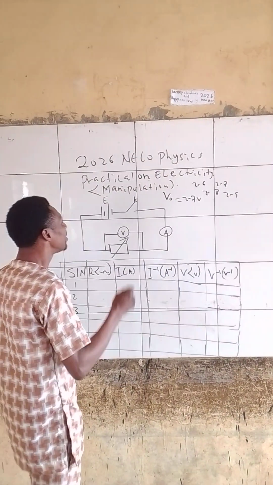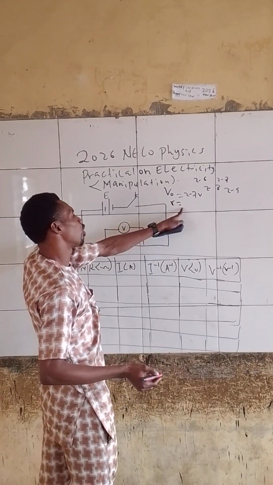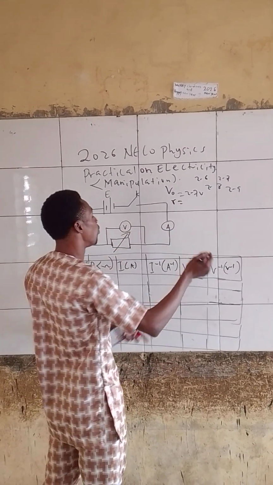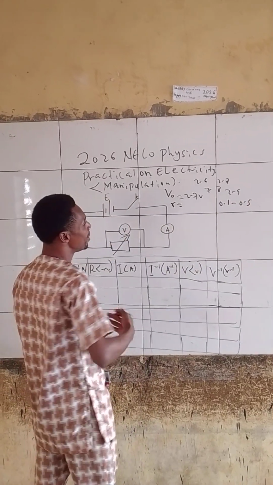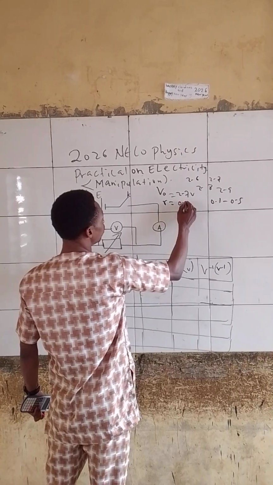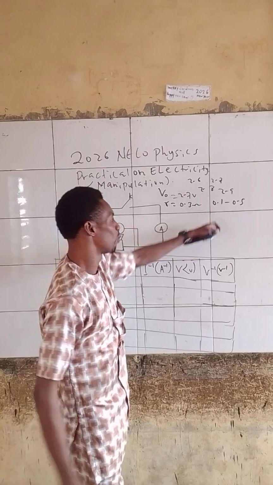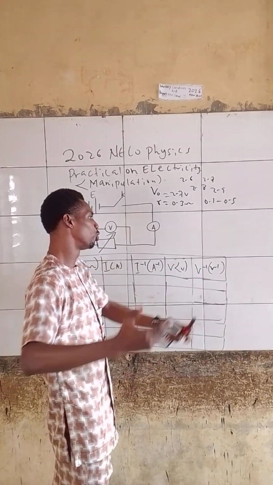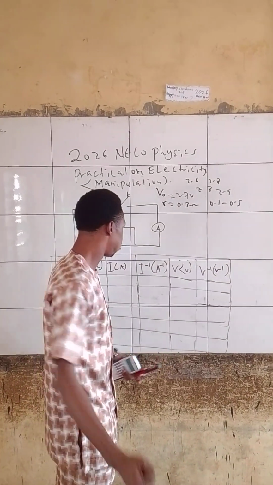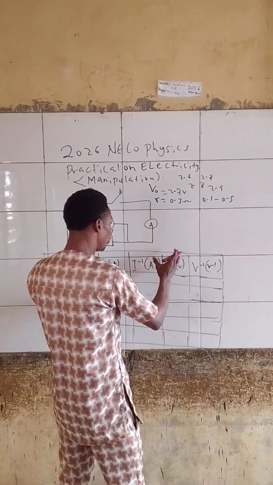Now, what will be the internal resistance r? For internal resistance also, let's take the range from 0.1 to 0.5. So for me, my own internal resistance is 0.3 ohms. You can take yours to be 0.1, while some groups will take 0.2, some groups will take 0.3, and some groups will take 0.4 and 0.5.